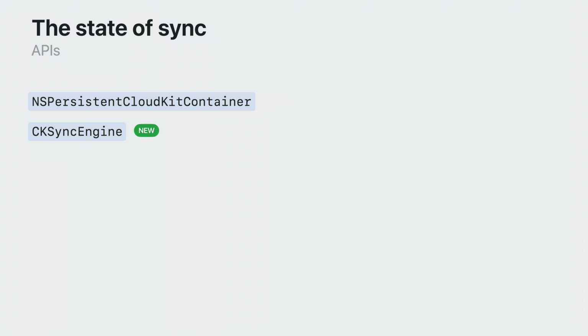If you want to bring your own local persistence, you can use the new CK Sync Engine API. If you still think you need more fine-grained control, you can use CKDatabase and CKOperations. But if you want to sync with CloudKit and you're not using NSPersistentCloudKitContainer, you should use CK Sync Engine. Sync involves many moving parts, and using a higher-level API like CK Sync Engine can help reduce complexity and improve your app's sync experience.